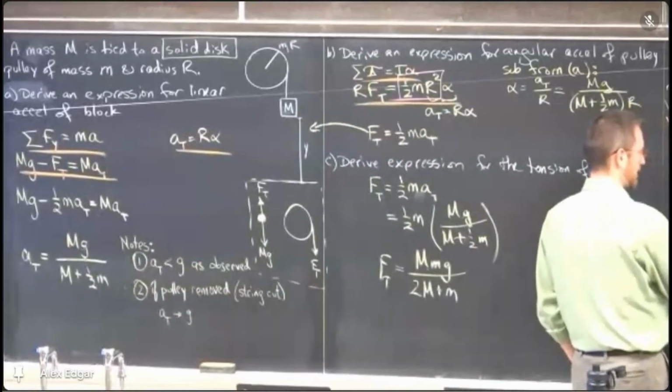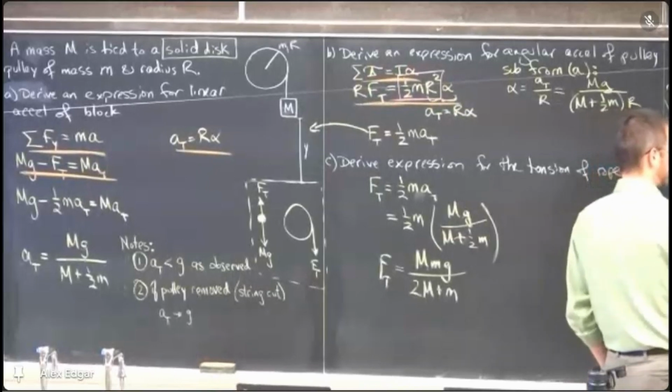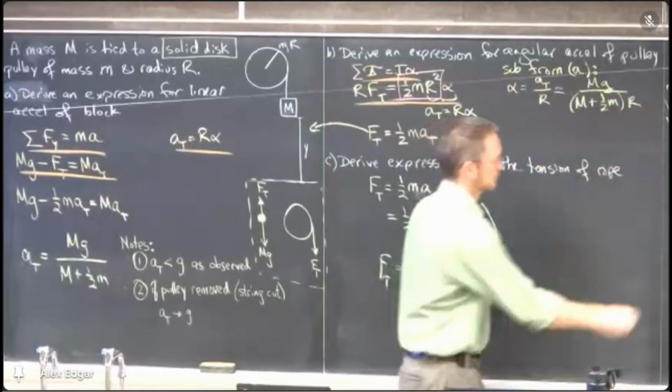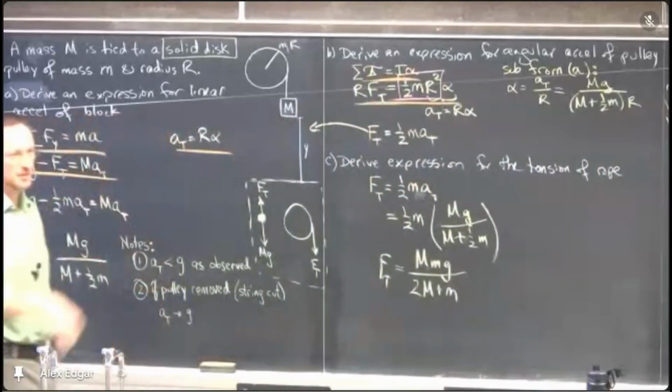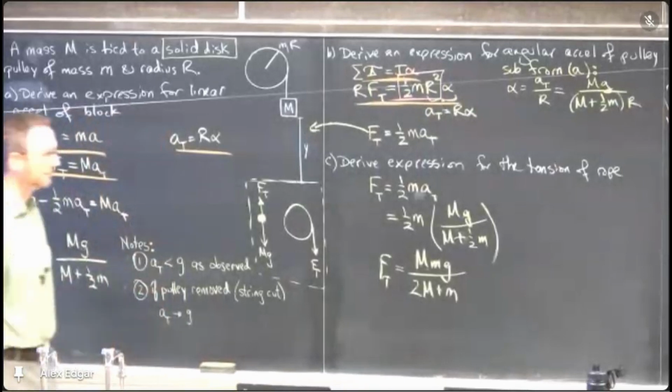2mgy over m plus 1/2 m. Now, once you've done all the dynamics and you get to that, that's probably the most straightforward way to do it.